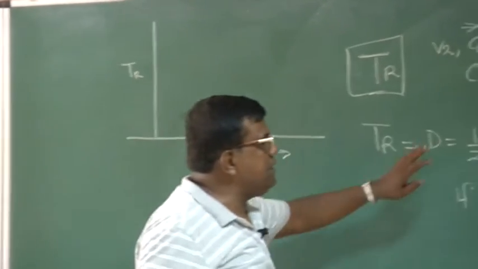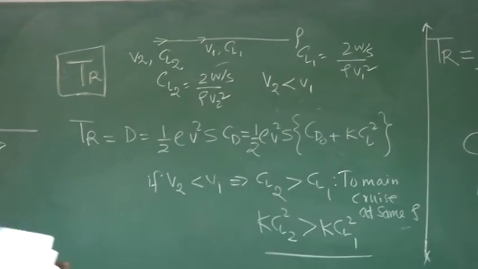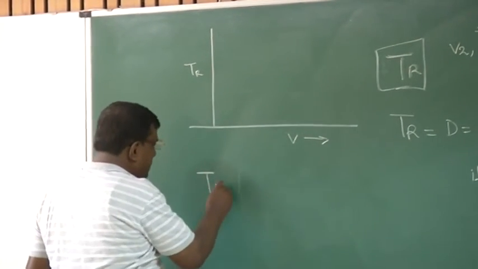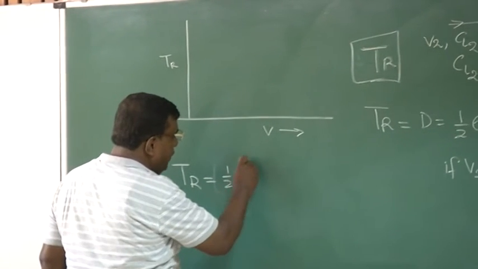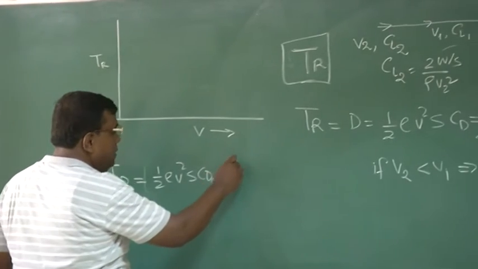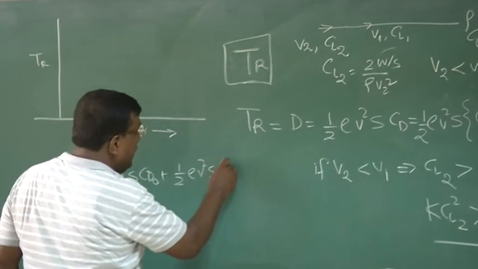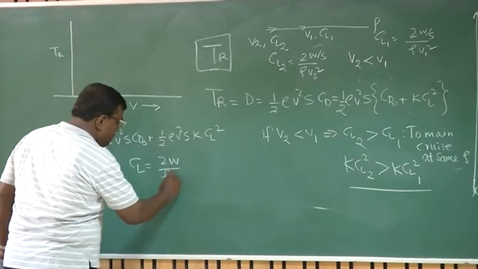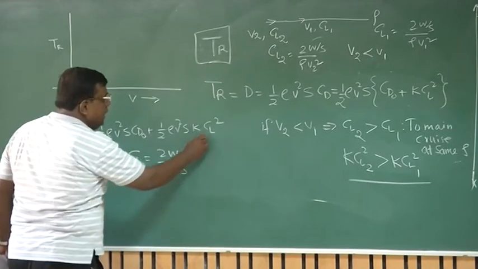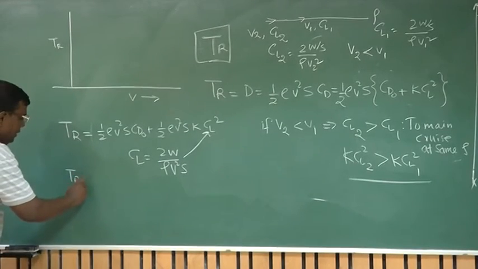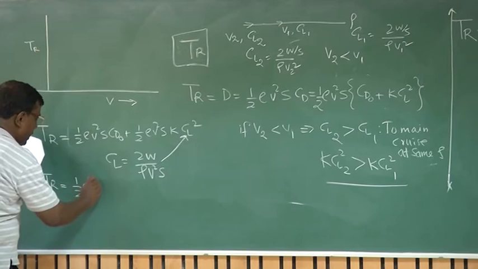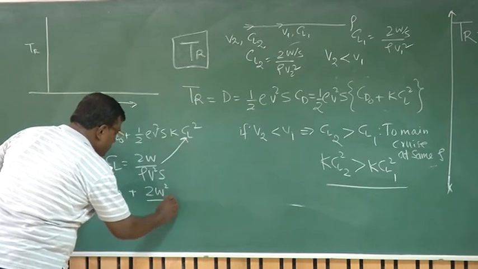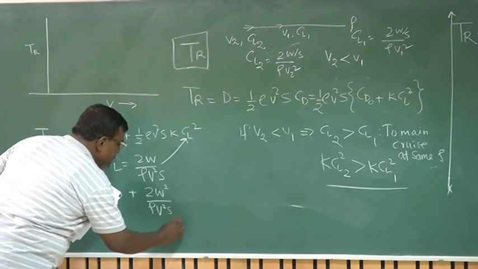By this understanding, I can get a feel of the variation, but if I want to write an explicit expression, then I will do one more step. Thrust is half rho V square S CD naught plus half rho V square S K into CL square, but we know CL is 2W by rho V square S. So I plug this in here. So what do I get? I get thrust required equal to half rho V square S CD naught plus 2K W square by rho V square S.